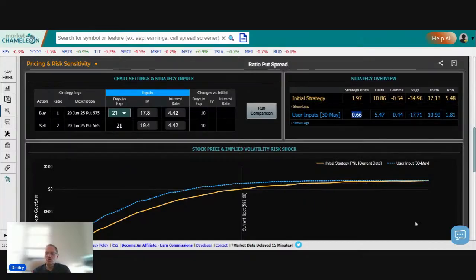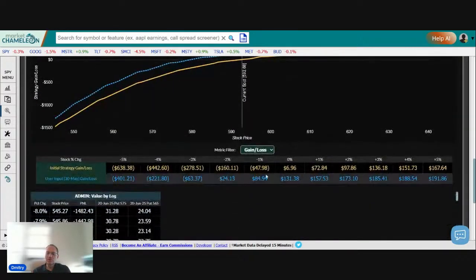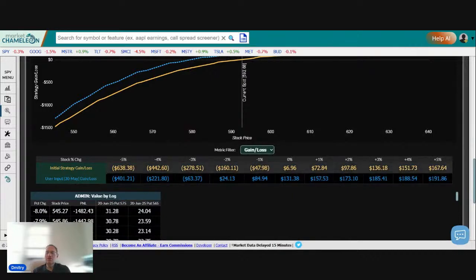What if the stock moves around? Well, this is what this comparison is. You can see here today, this strategy, if the stock SPY moves down 1%, it will lose almost $48.